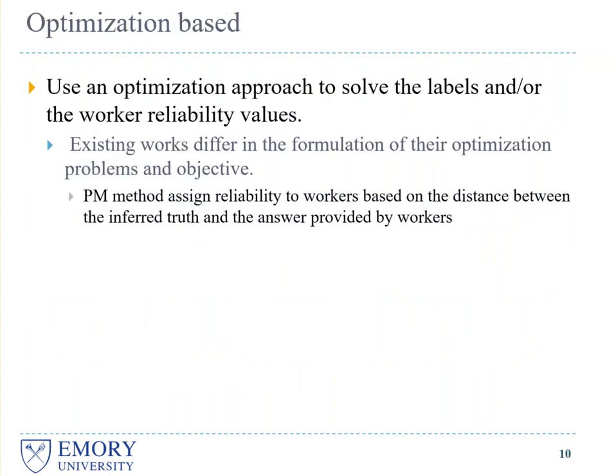As I said before, the optimization-based methods formulate truth inference as an optimization problem and try to solve for the labels and the workers' reliability values. The existing works differ in the formulation of their optimization problem and objective. The PM method is one of the optimization-based models that assigns reliability to workers based on the distance between the inferred truth and the answers provided by workers. If that distance is smaller, it means that the worker is more reliable.